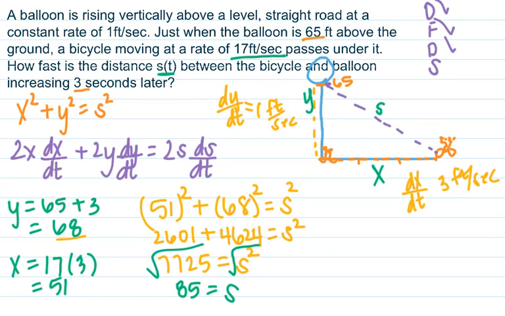And if you notice, we now have our x variable, we have a y variable, we have an s variable, we also have dx/dt, and we have dy/dt. So the only thing we have left unknown is ds/dt, which is what we want to solve for. Now we can move into the final step, which is substitute. So we're going to take all these values that we have, substitute them into the equation, and then solve for the unknown.